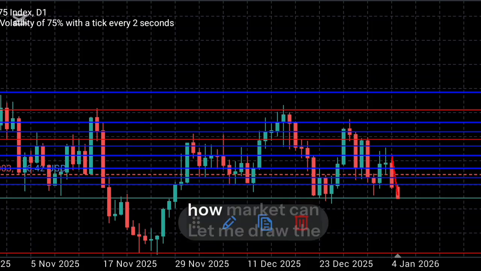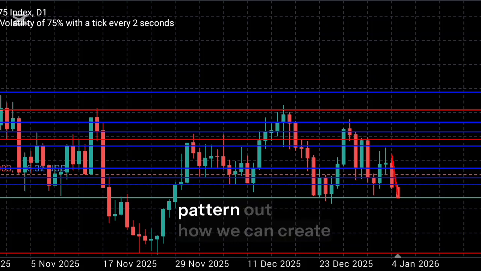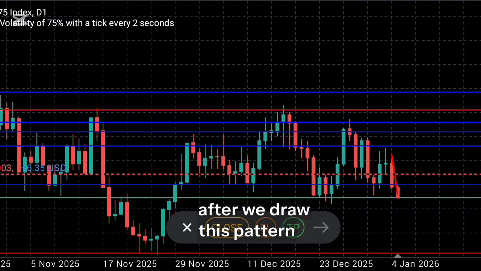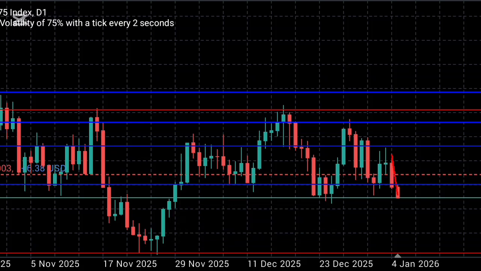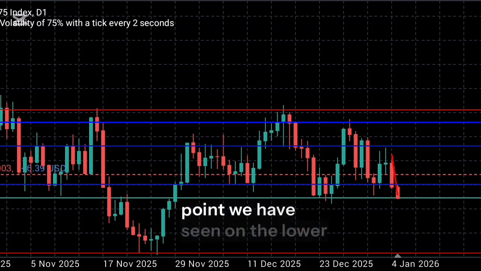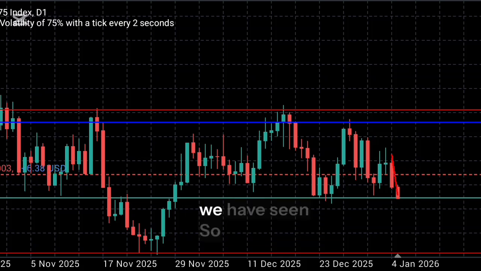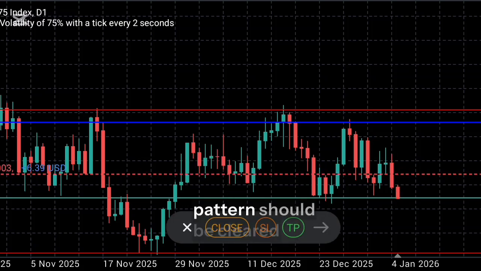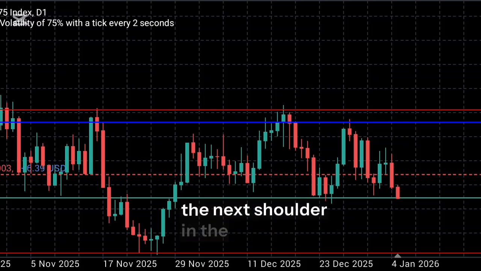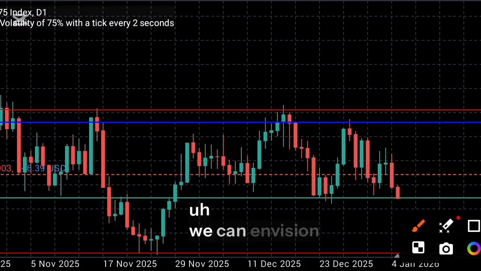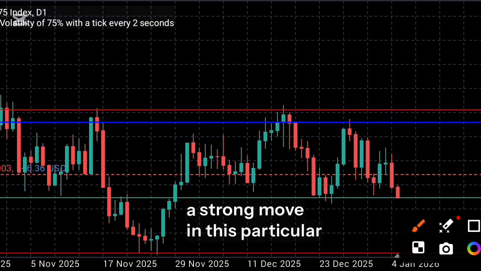So we want to see how the market can move. Let me draw the pattern out, how we can see the pattern. After we draw this pattern, we can see a huge move where the market can get to the point we are seeing on the lower part of the head and shoulder pattern. So I think the head and shoulder pattern should be clear on this particular chart. When we have the head and shoulder in this direction, we can envision a strong move in this particular direction.